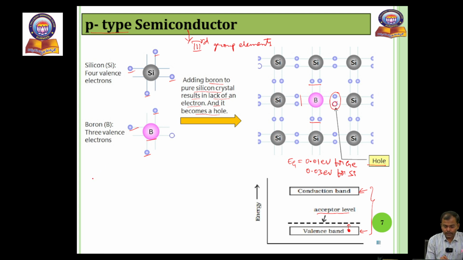So the p-type semiconductor has more holes and fewer electrons. These boron atoms accept one electron, so these impurity atoms are known as acceptor atoms, because one covalent bond is empty. It has a deficiency of one electron and is ready to take any free electron that is available. So it accepts one electron, and they are called acceptor atoms.